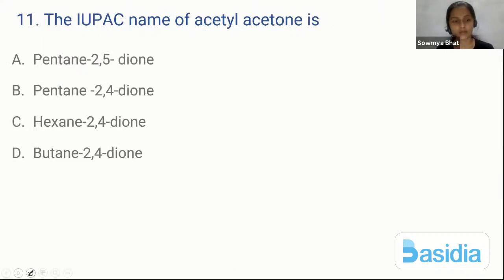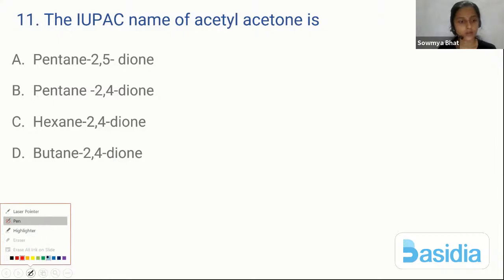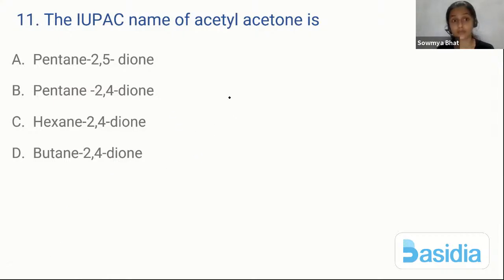The next question which we have here is the IUPAC name of acetyl acetone. So what exactly is acetyl acetone? This is a common name. We have to write the structure first and then decide. This is the actual structure of acetyl acetone. Now when the actual structure is given, so you should know there are some of the compounds whose structure you should know if their general name is given. So if it is acetyl acetone, how do you name this?